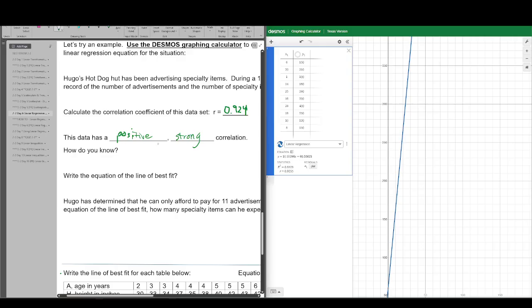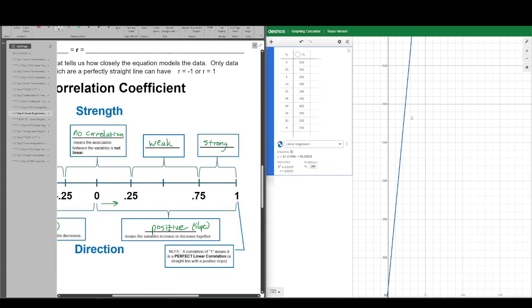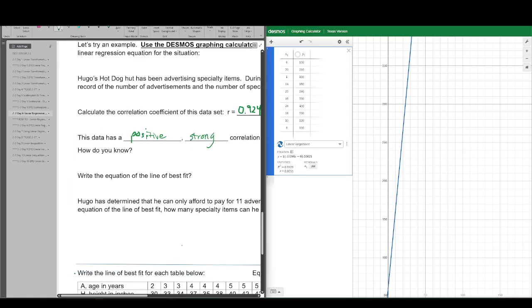So remember, going back to our graphic organizer, 0.92 is about right here on our graph. So that is strong and that is positive. Those are the two things that characterize that. Okay, then it wants us to write the equation for the line of best fit.